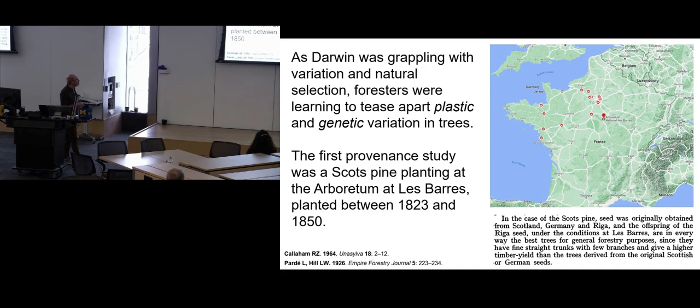So the first provenance study, a study of trees from different provenances, different sources, was a Scots pine planting at Les Barres, planted between 1823 and 1850. And this planting told them that Scots pines from different areas perform differently, giving the foresters at that time insights as to which Scots pines they should be planting.